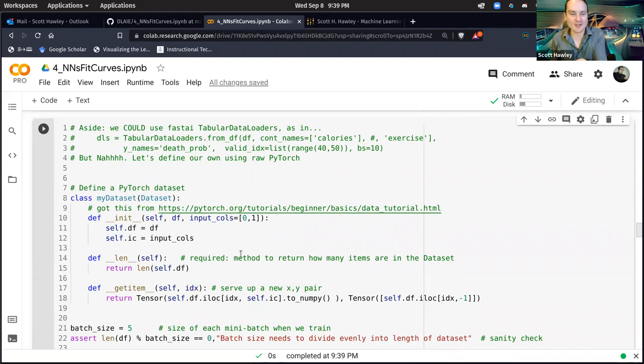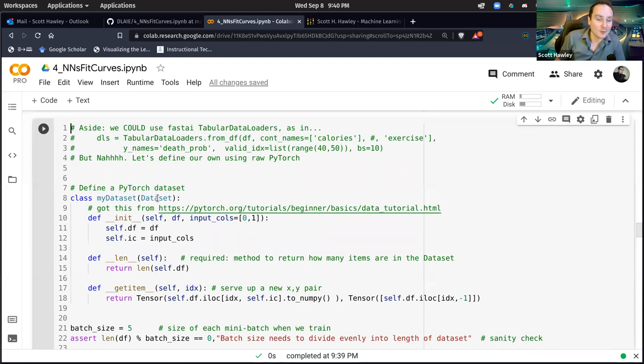A PyTorch dataset needs a couple of things. When you call it, you pass in the thing you want, which for us is going to be a data frame. And these input columns, I'm using both of those. Don't worry about it. This is just going to be both our data columns. We're always going to be using the calories and the exercise.